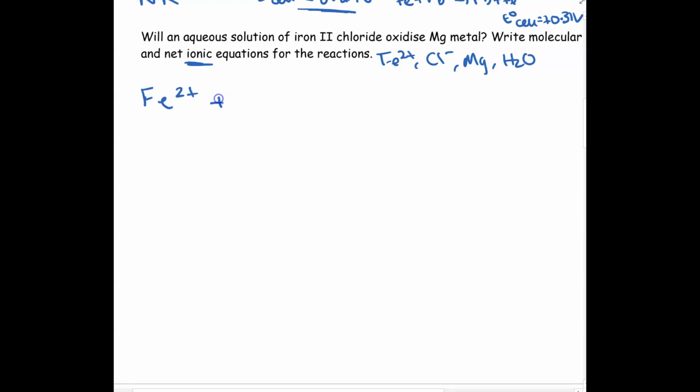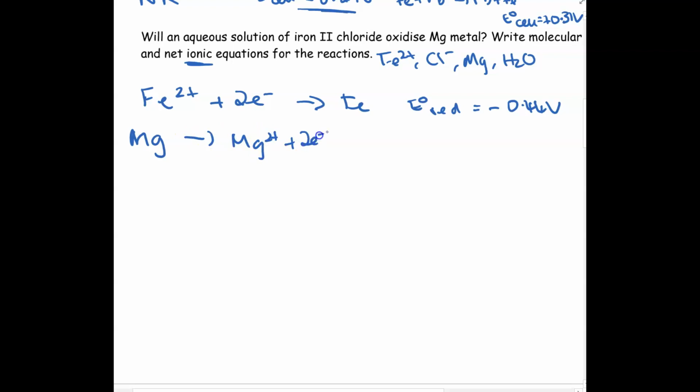So Fe2+ plus 2 electrons goes to Fe. E0 for reduction is equal to positive 0.44 volts. Now, with my right hand finger, I put it at the bottom on the right hand side and start heading upwards. And oh, the first thing I encounter is magnesium solid. So I go magnesium solid goes to magnesium 2+ plus 2 electrons. The E0 for oxidation is positive 2.36 volts.